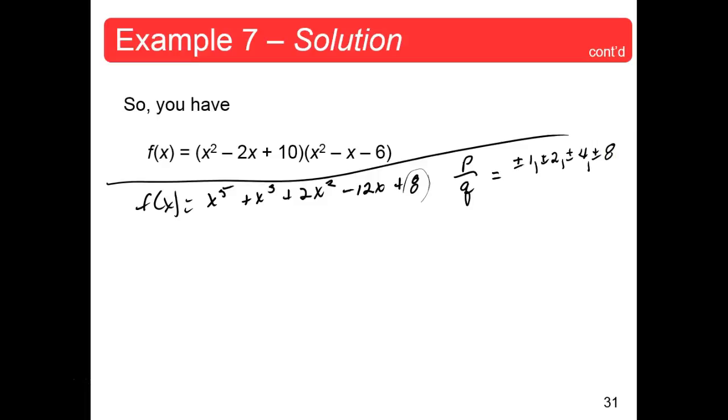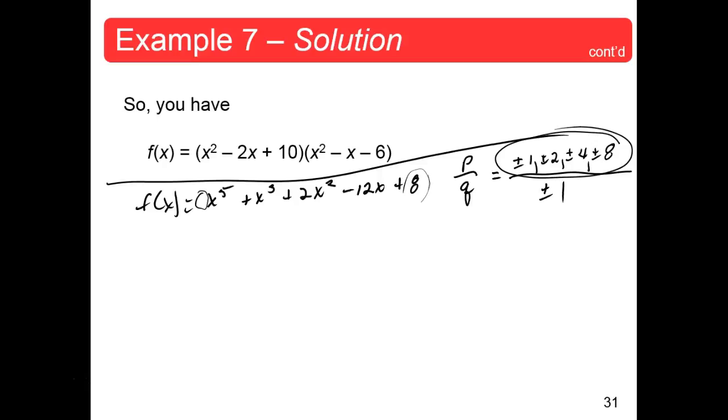That's all, folks. Now, what's your Q? That's all the possible factors of your leading coefficient. And what's that? 1. So what are they? Plus or minus 1. So basically, those are your possible rational zeros, because you put them over 1, you get them. Now here's the second thing I told you.